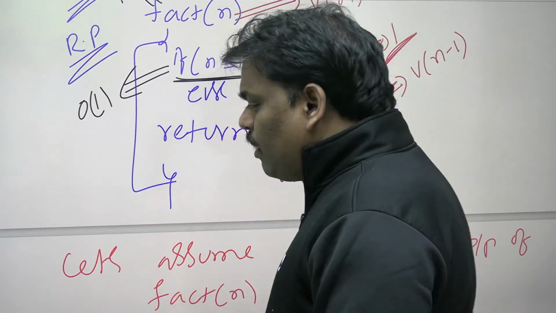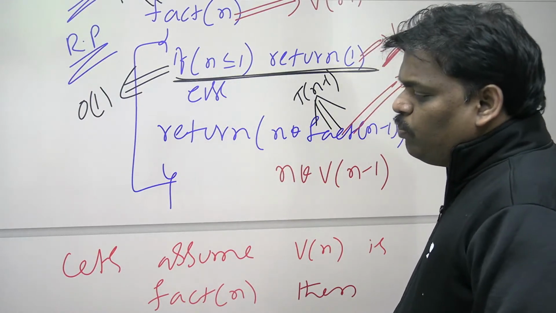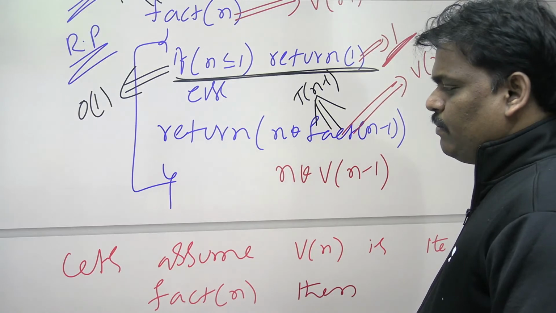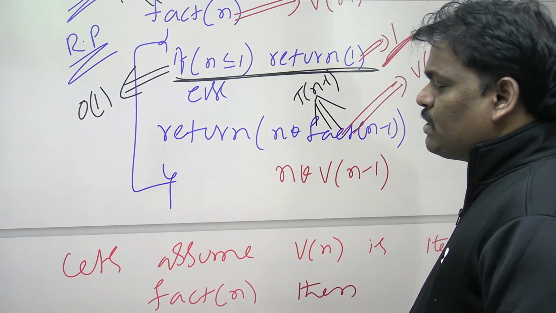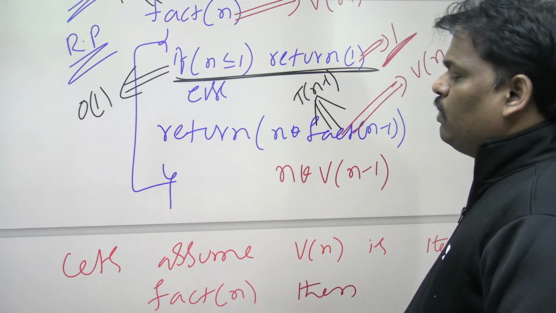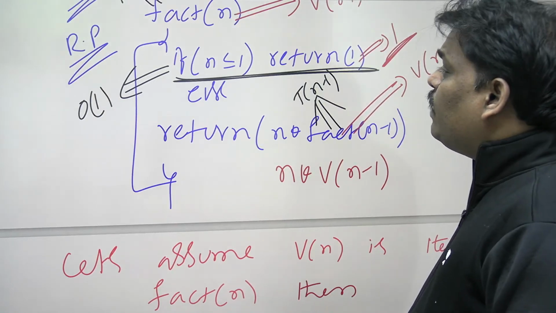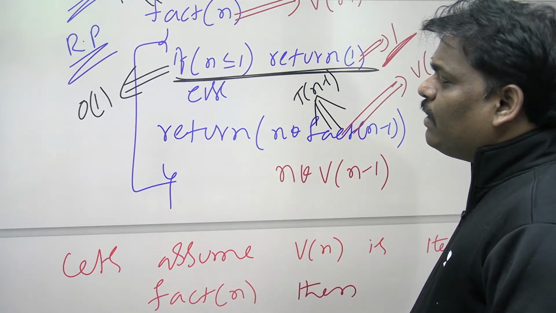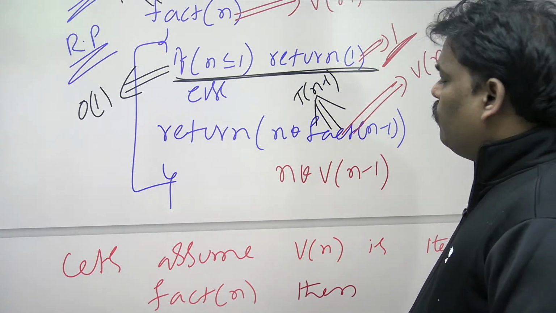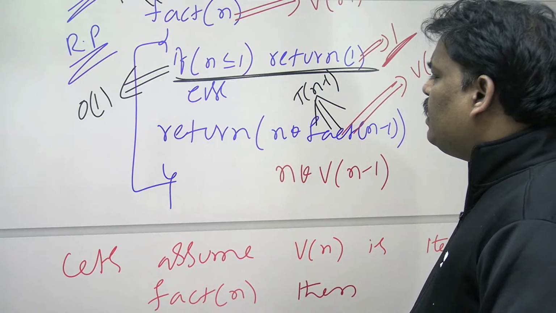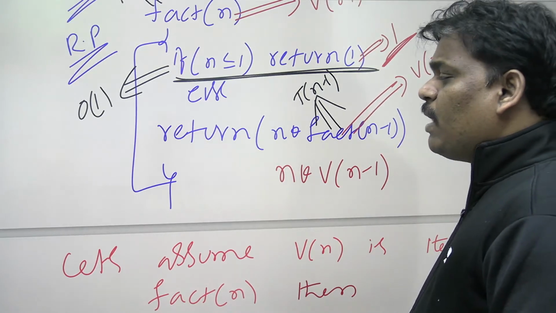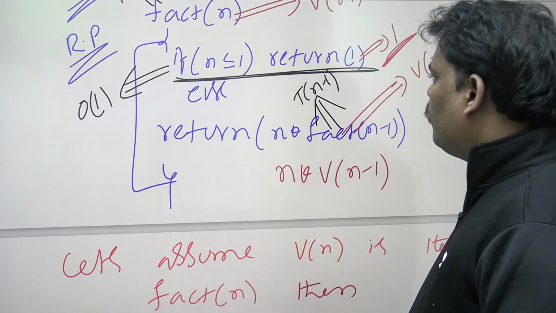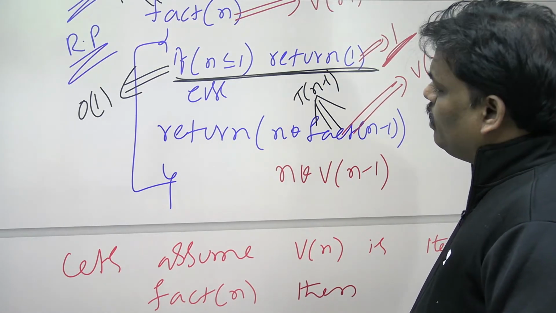When you say time complexity, think loop. If n less than or equal to 1, return 1. Where is the loop? Constant. Remember, fact n time complexity T of n, fact n minus 1 time complexity T of n minus 1. Time complexity means loops only. In the if condition, if n less than or equal to 1, return 1, no loop, so time complexity is constant.